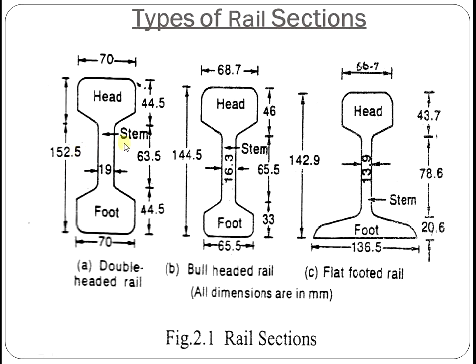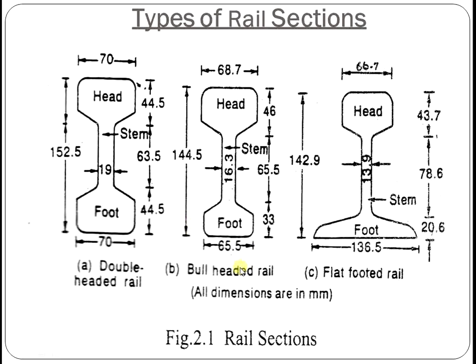This is distributed in three sections, that is top section, middle section and bottom section. Here we see the top section and bottom section height is the same, that is 44.5 mm, and the middle section height is 63.5 mm.